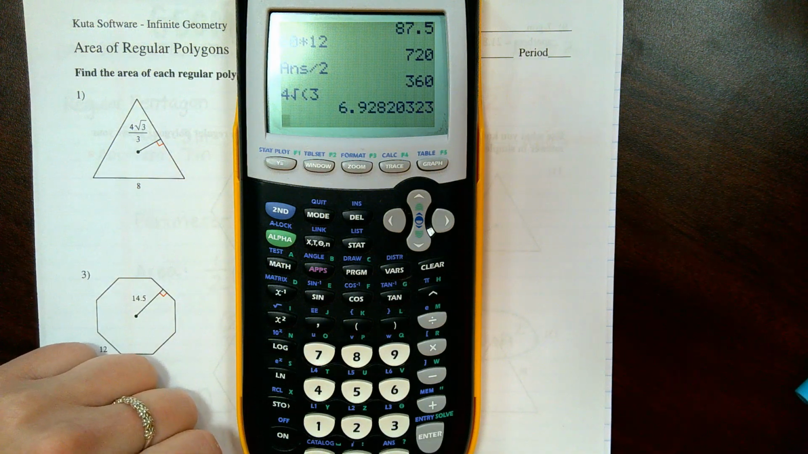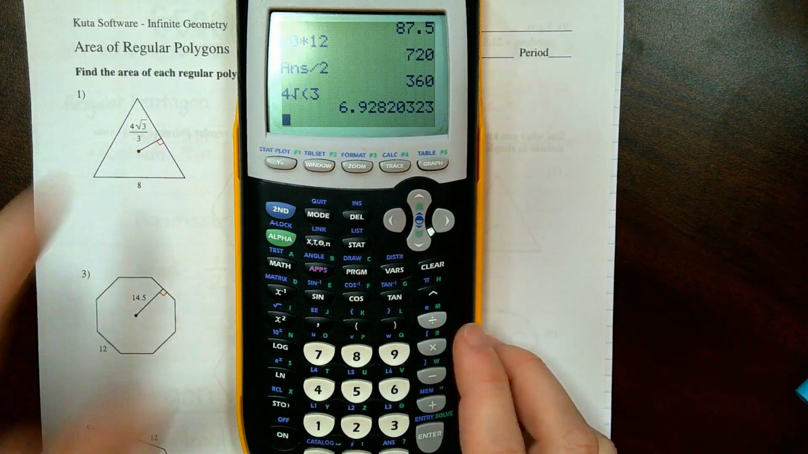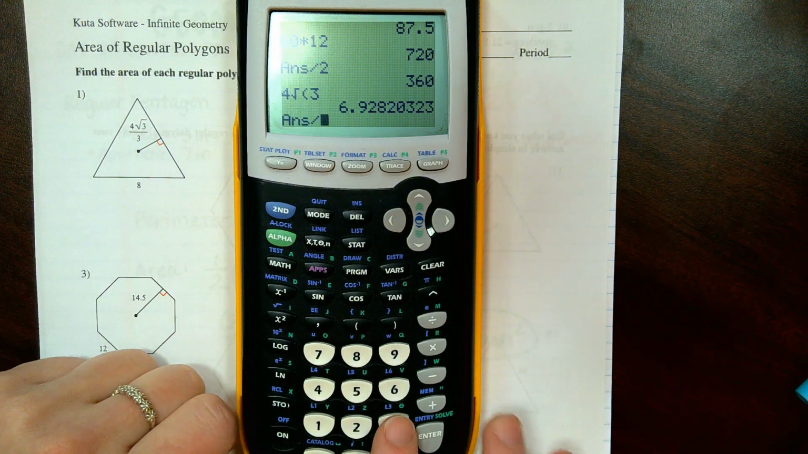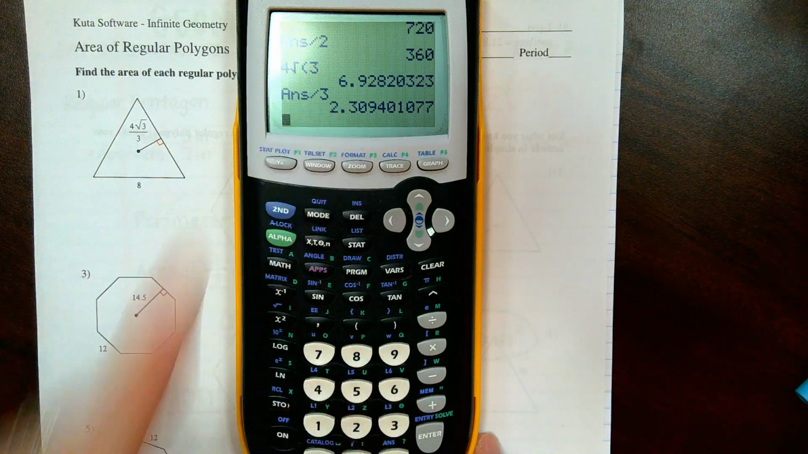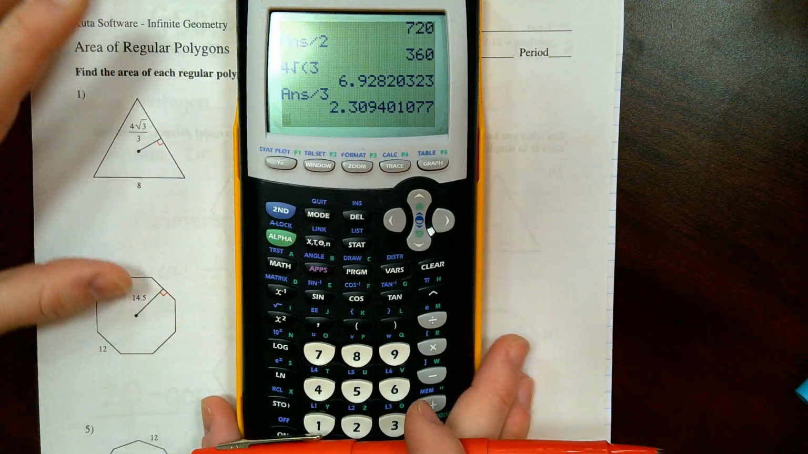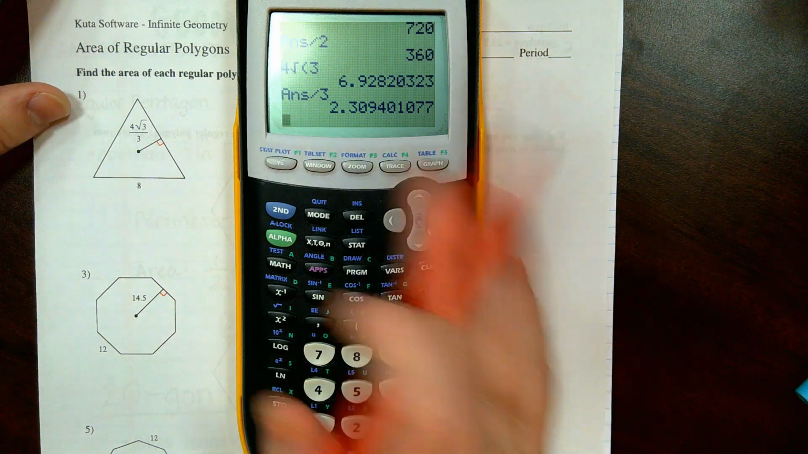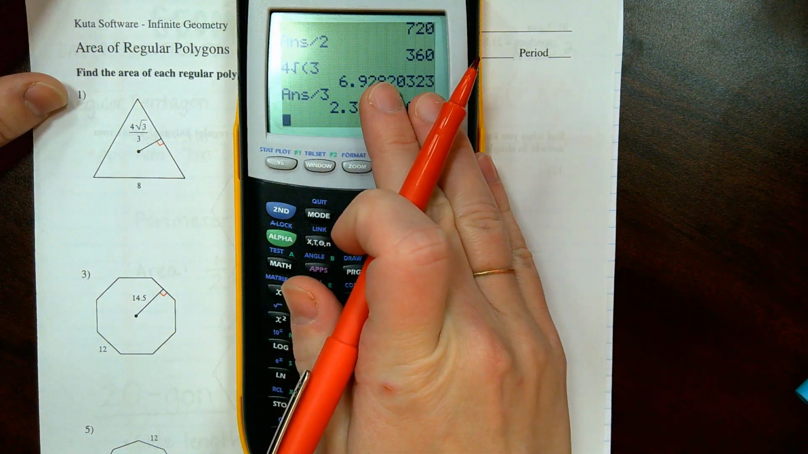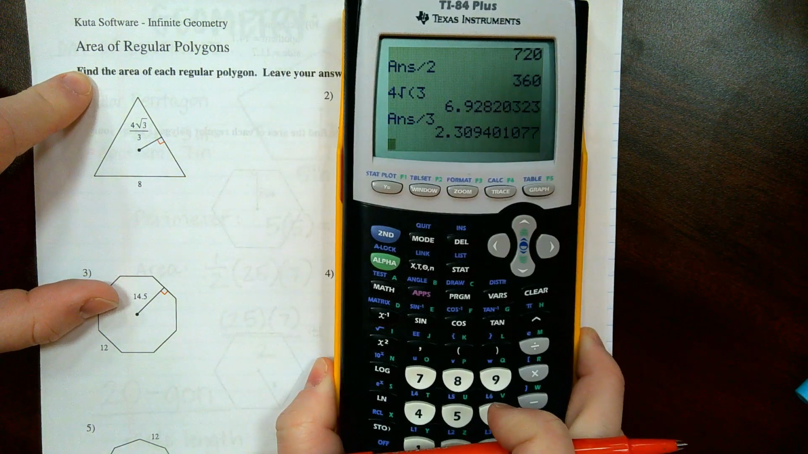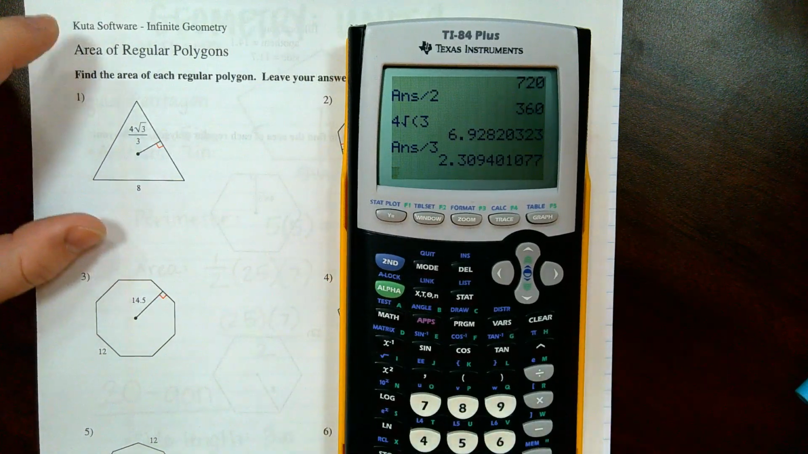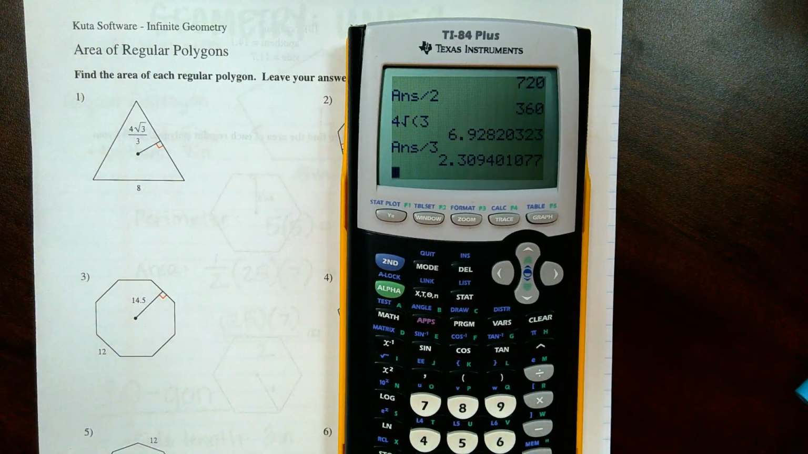Big number, 6.9 something. And then we just divide by 3 like it tells us. Divide by 3. And so this would be our apothem, 2.3. We'll just go with the first decimal place, 2.3. And you'll just use that in your formula that I gave you, that apothem times perimeter divided by 2.